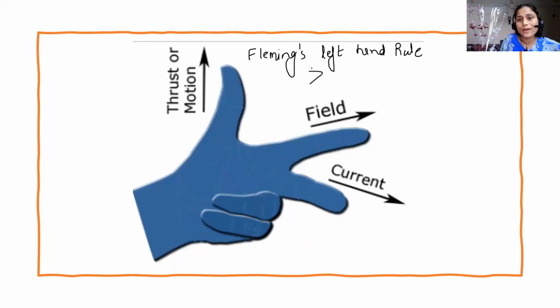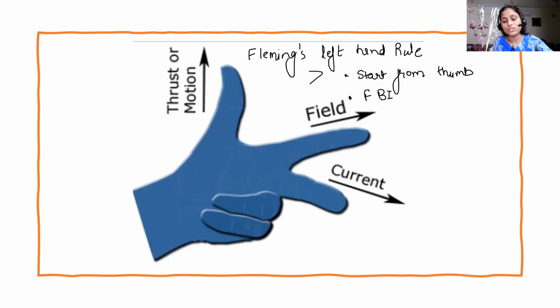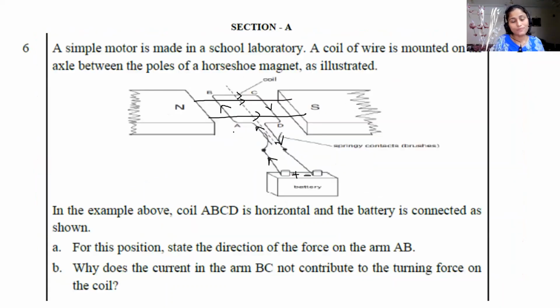The first point is that you always start from the thumb. The second is to remember the word F, B, and I. F is the force, B is the magnetic field, and I is the current. If you remember this, you will easily be able to find the direction of the force. Fleming's left hand rule is used to find the direction of the force.